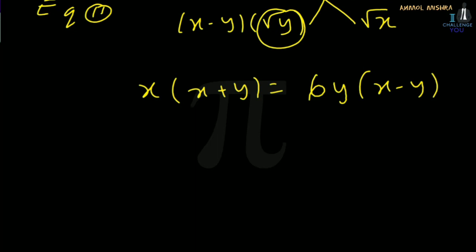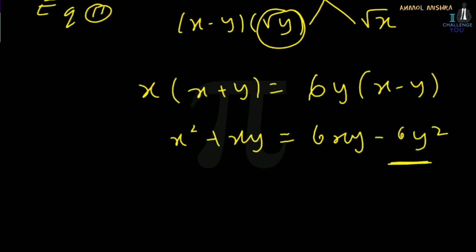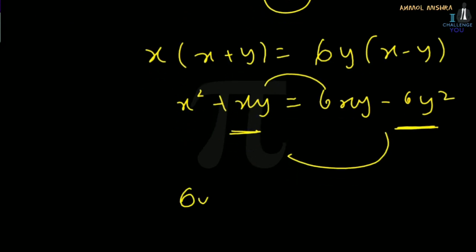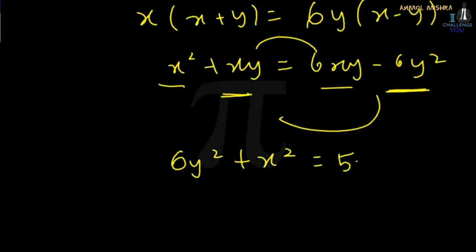Now opening the bracket, so x² + xy equals 6xy − 6y². Now shifting this y² over here and xy over here, this over here and this over here. So 6y² + x² equals 6xy − xy, which equals 5xy.